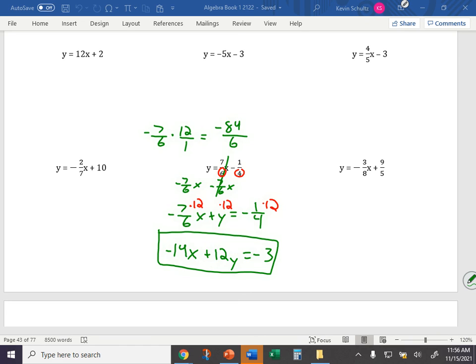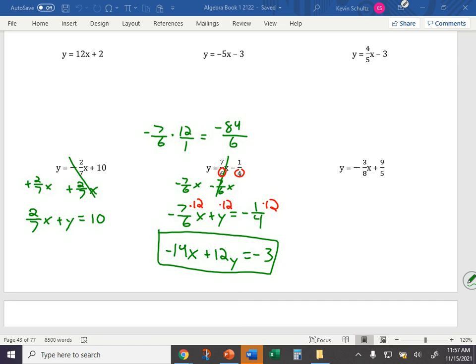First one, last row. Y equals negative 2/7 x plus 10. We're going to start by using opposite operations. Move that 2/7 x over to 2/7 x plus y equals 10. Okay, make sure you are using opposite operations.